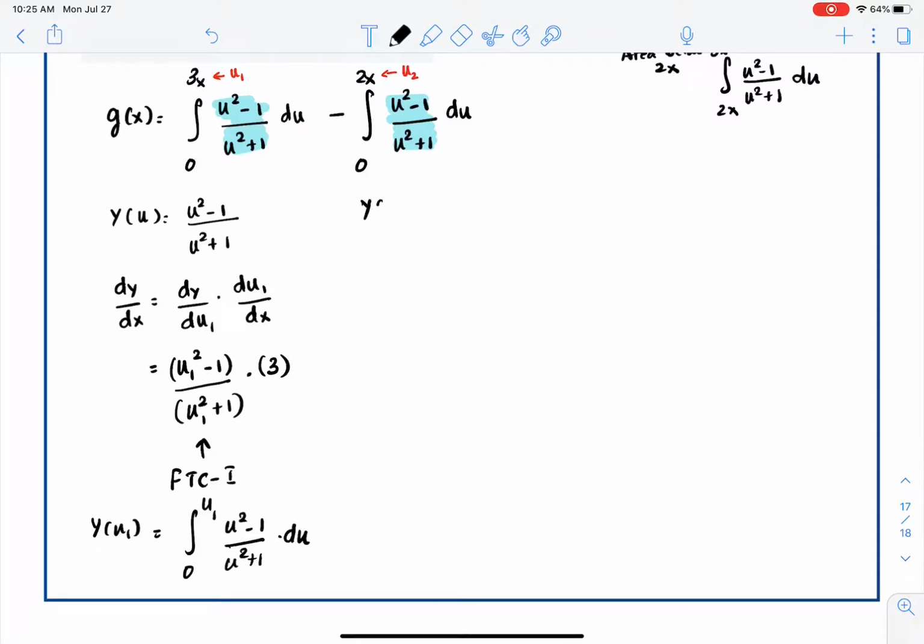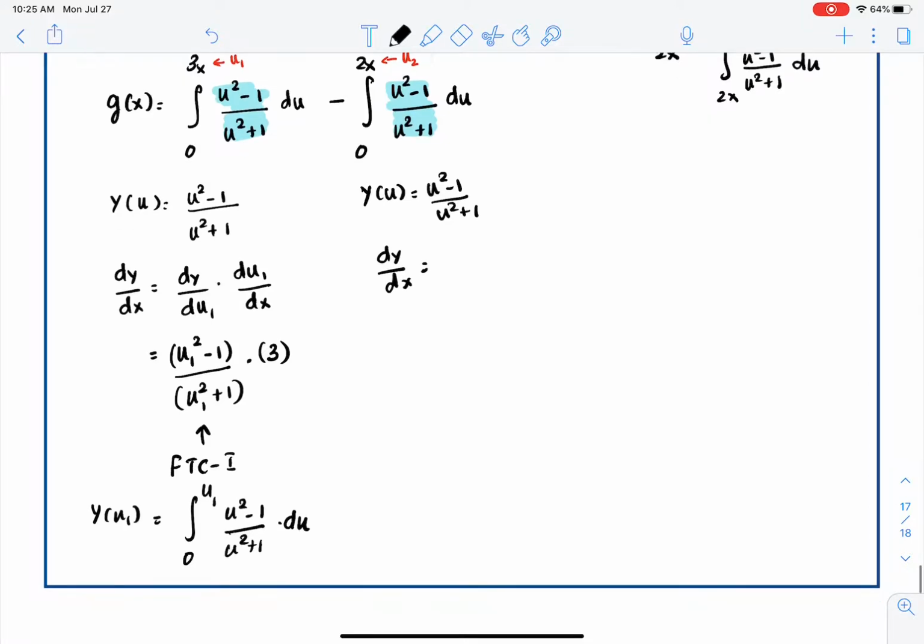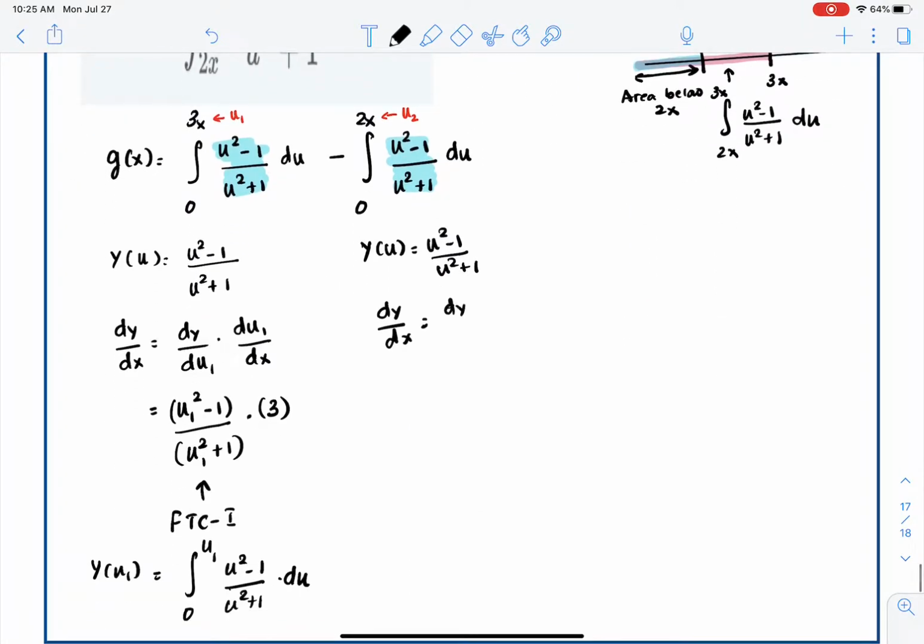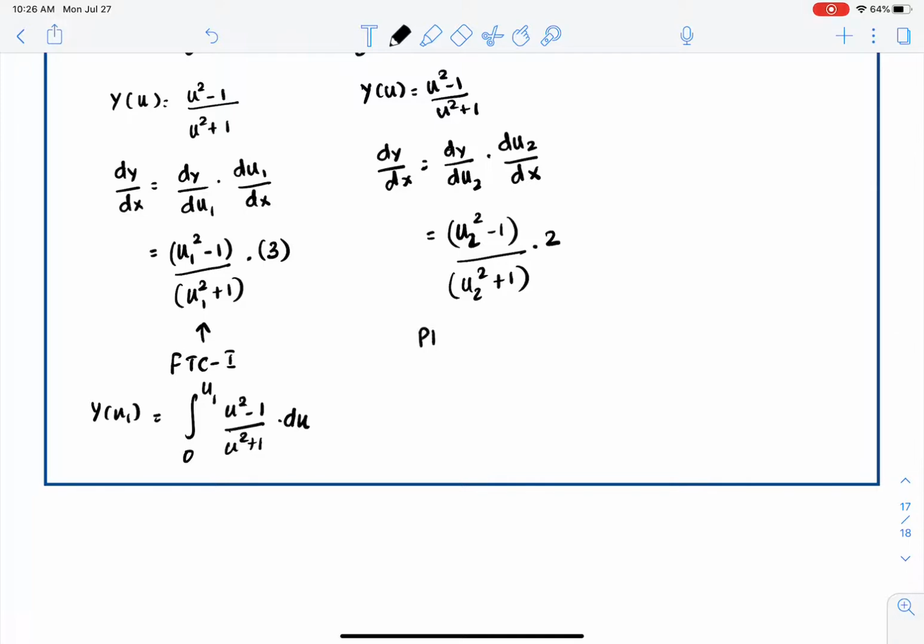Over here, y of u is u squared minus 1 over u squared plus 1. dy over dx is simply dy over du2 times du2 over dx. u is just a dummy variable, so we don't have to worry about that. So that would equal u2 squared minus 1 divided by u2 squared plus 1 multiplied by the derivative of u2 with respect to x, which is 2. Now plug in the substitutions.